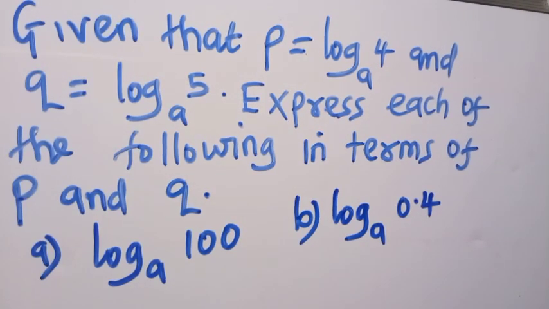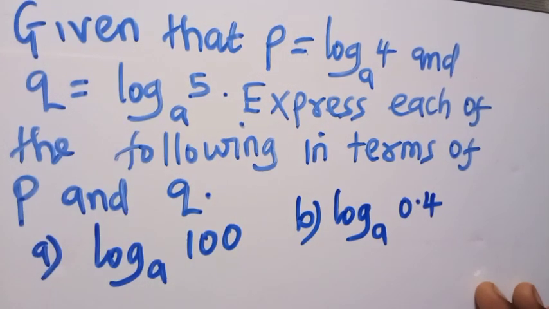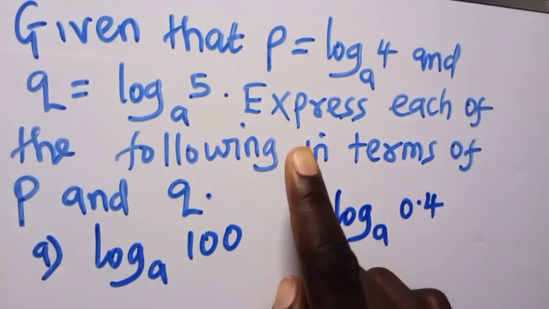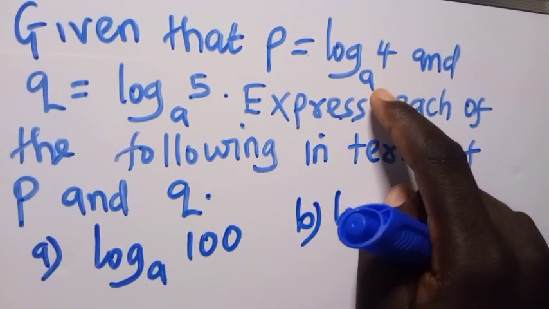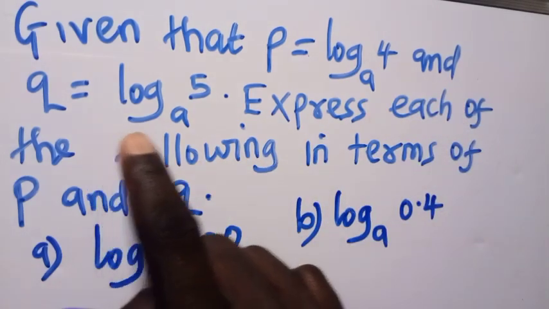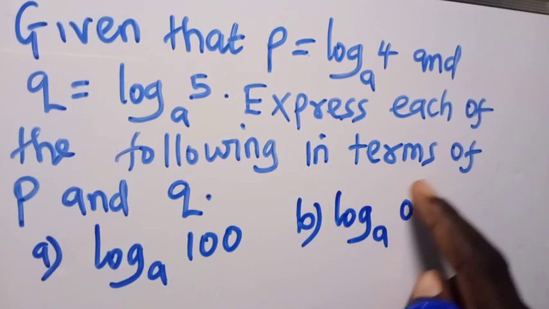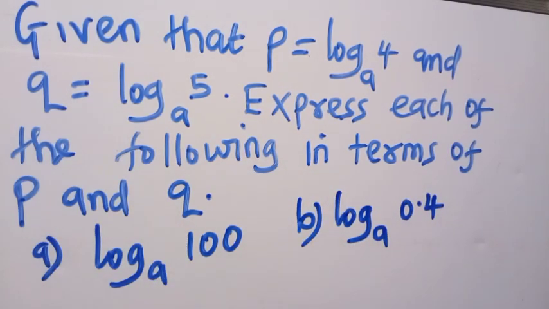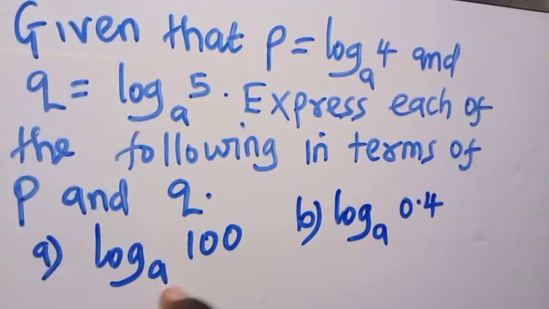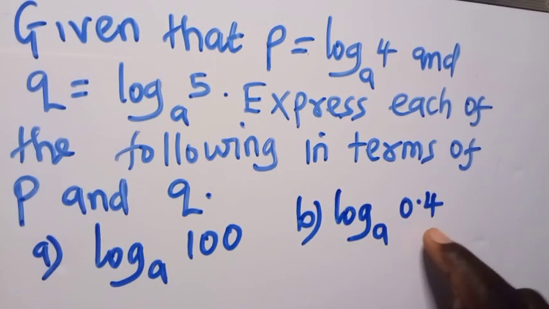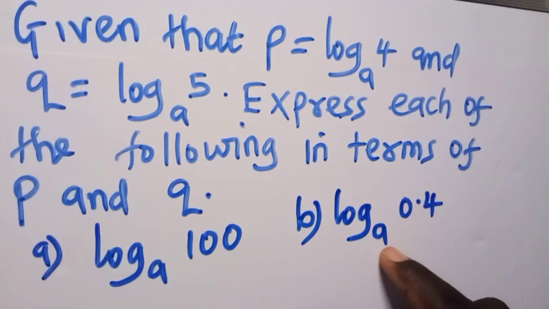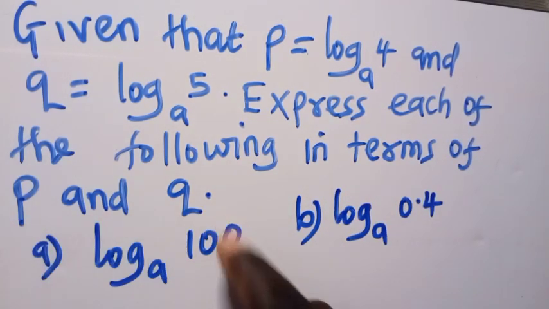Ladies and gentlemen, I want us to have a look at this question. Given that p equals the logarithm of 4 to base a and q equals the logarithm of 5 to base a, express each of the following in terms of p and q. The first one is the logarithm of 100 to base a. And also, we need to express the logarithm of 0.4 to base a in terms of p and q.